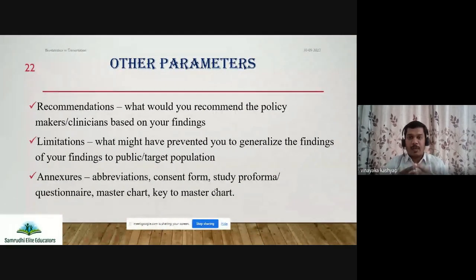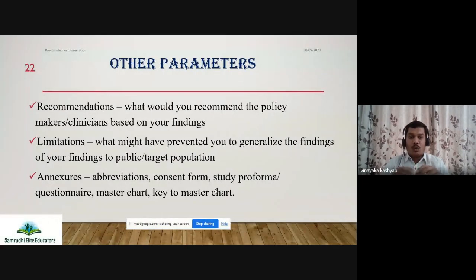Okay, say the prevalence of diabetes is found to be 20% in my area. So I would recommend the government to implement the NCD program in this particular locality, or to intensify the program in my setting. So these are recommendations. Then comes the limitation.